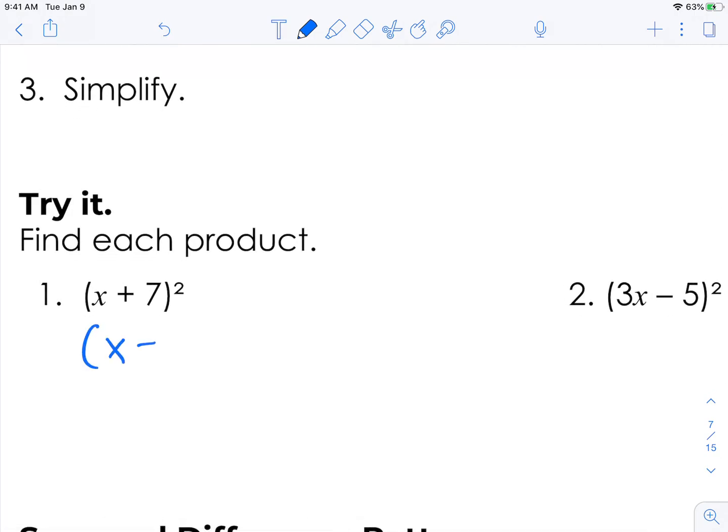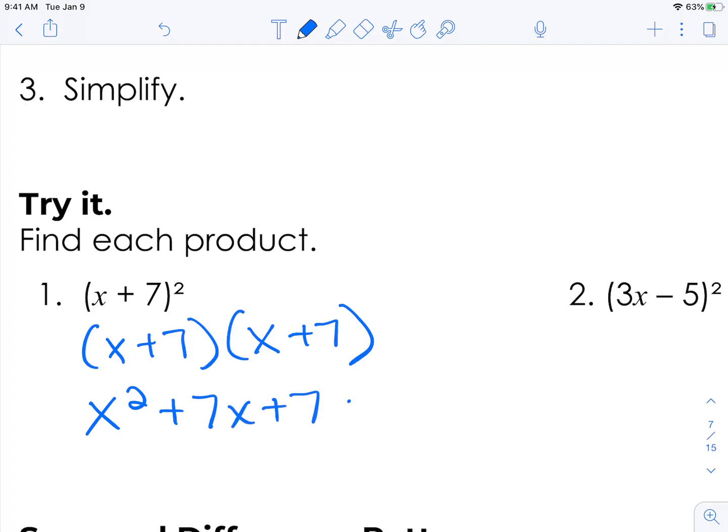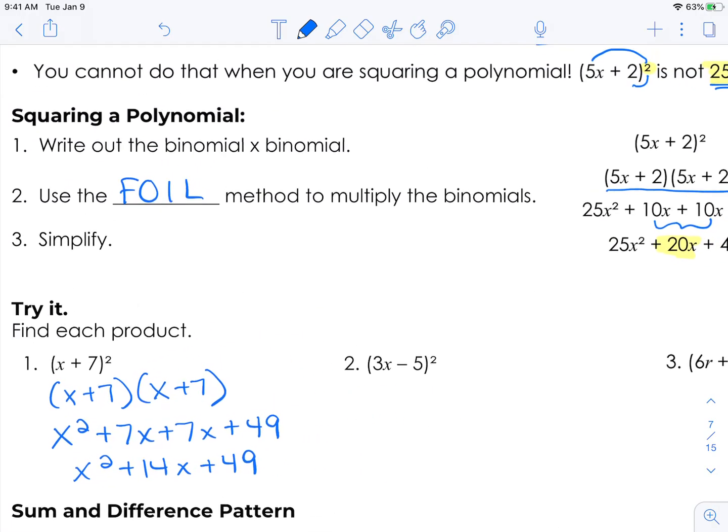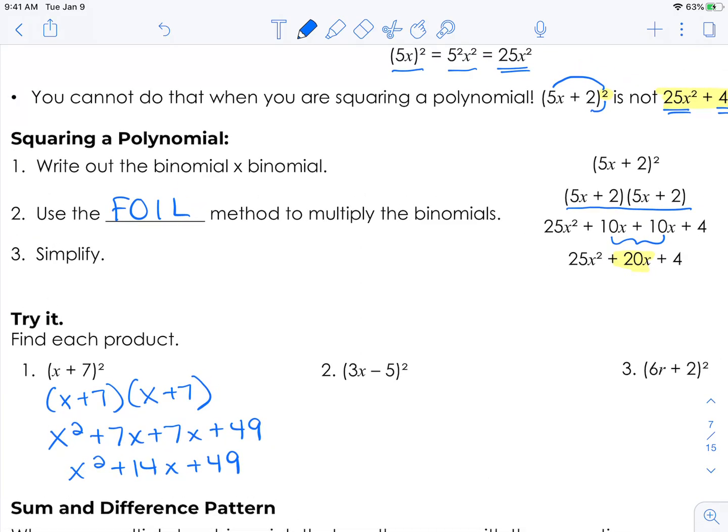So x plus 7 squared is actually x plus 7 times x plus 7. X squared plus 7x plus 7x plus 49. X squared plus 14x plus 49. And I want you to look, let's see if you notice anything about the product and the terms here. Same thing here, if you notice anything about the product and the terms here. You can pause if you want to think about it for a second. And in relationship to the middle term.